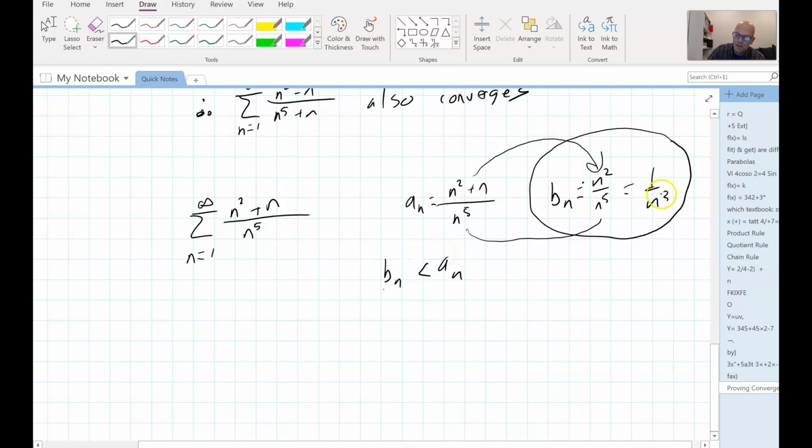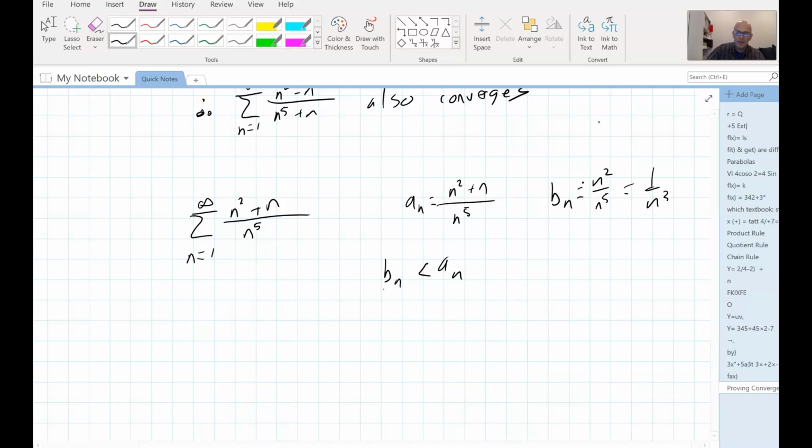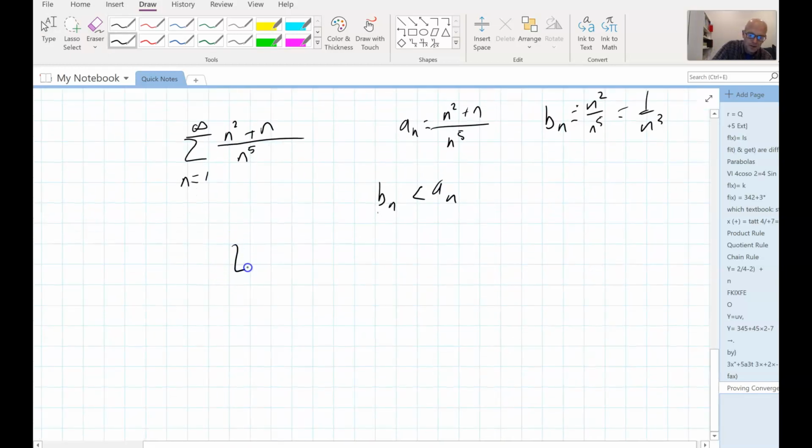Now, if this was a divergent series, then that would work. But because this is smaller, this doesn't work. So this direct comparison test is not going to help us here. Fortunately, we have this little thing called the limit comparison test. If you look on your sheet, find it.